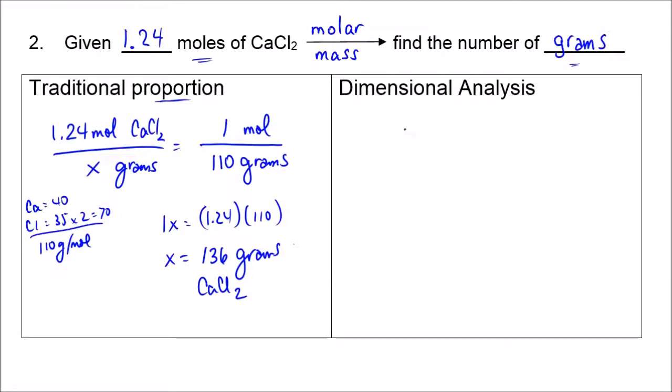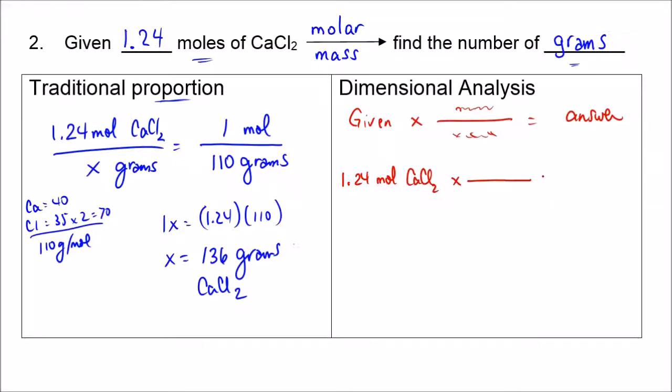All right, dimensional analysis always looks the same. Start with your given, multiply by the conversion factor, which has something on the top and something on the bottom, and then you get your answer. So this is the setup. It always looks the same. Label every number. 1.24 moles calcium chloride times some conversion factor equals grams as an answer.